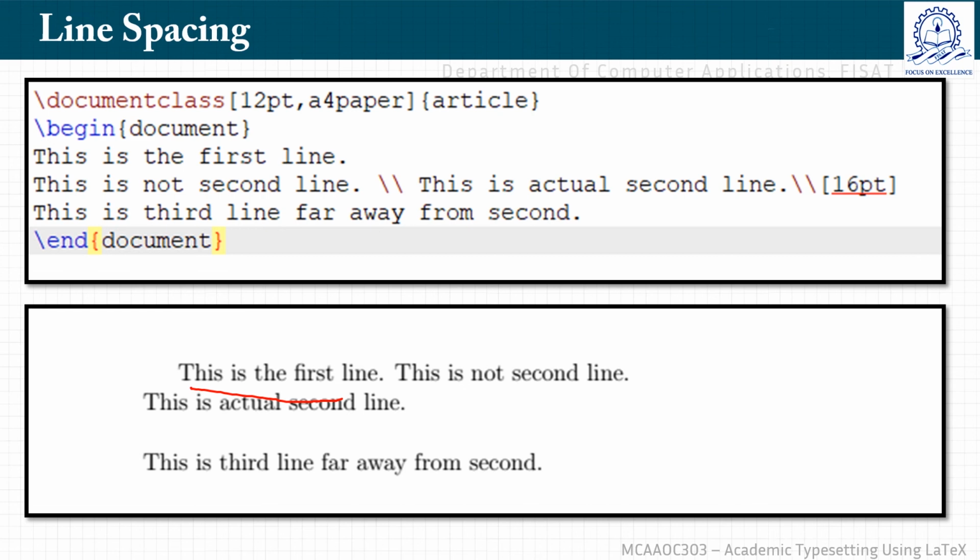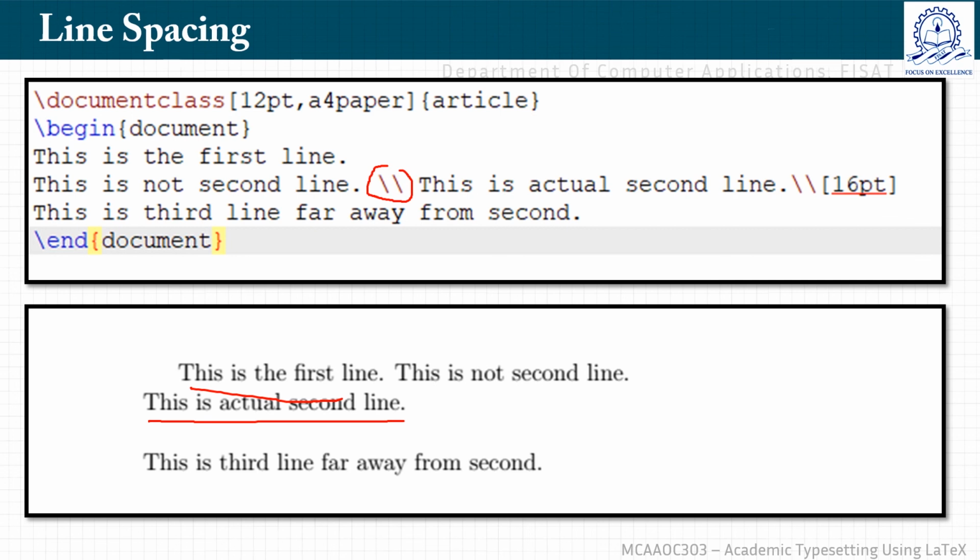And after that, I placed two backslashes. In this line itself, I provided another sentence. This is actual second line. What happens in the output? It is printed as the second line in the output. See this. So in order to produce a new line in the output, you can give a double slash.